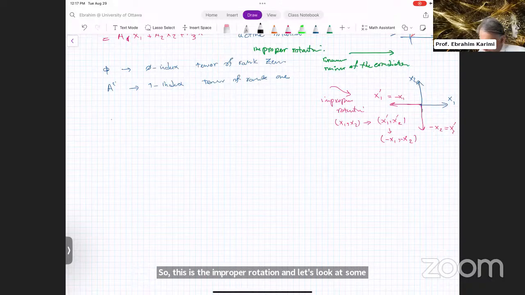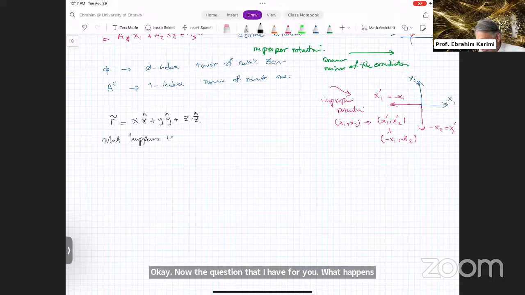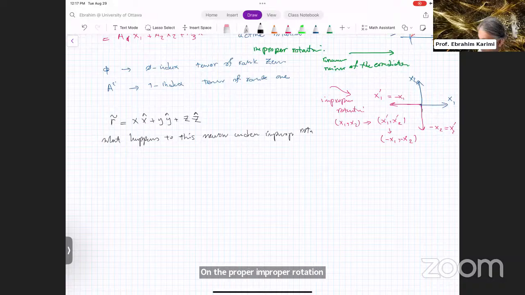For example, assuming that I have a displacement vector r, which is given by x hat plus y hat plus z hat. Now the question that I have for you: what happens to this vector under improper rotation? Can you write the result in the Q&A? What happens when I change x to minus x, y to minus y, z to minus z? That's improper rotation, which is essentially looking at the inverse of it. So exactly, I will get minus r.